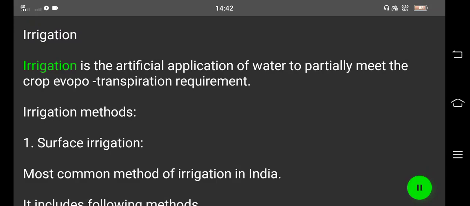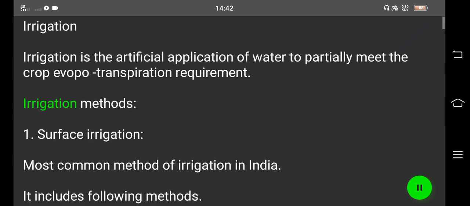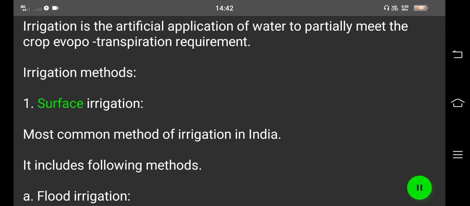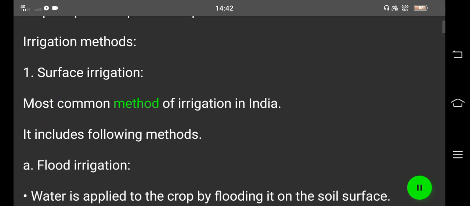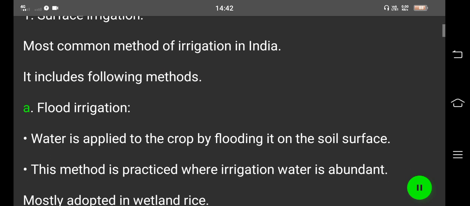Irrigation. Irrigation is the artificial application of water to partially meet the crop evapotranspiration requirement. Irrigation methods. 1. Surface irrigation. Most common method of irrigation in India. It includes the following methods. A.